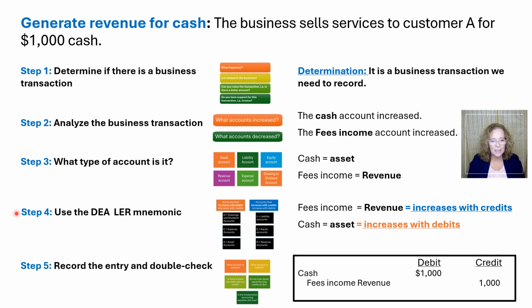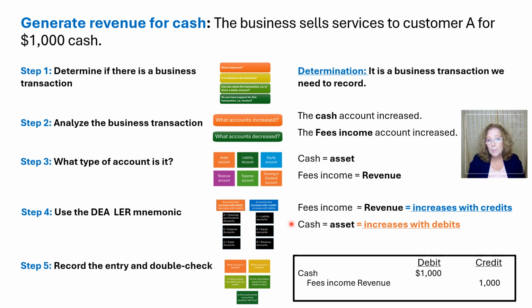Now let's use the DEALER mnemonic to identify whether we need to debit or credit. First up is fees income, which we classified as revenue. And the revenue increased. So our mnemonic tells us that these types of accounts increase with credits. So we need to credit revenue.